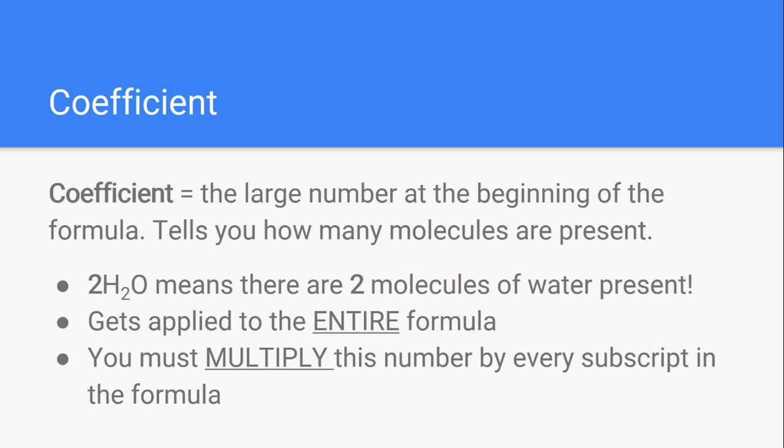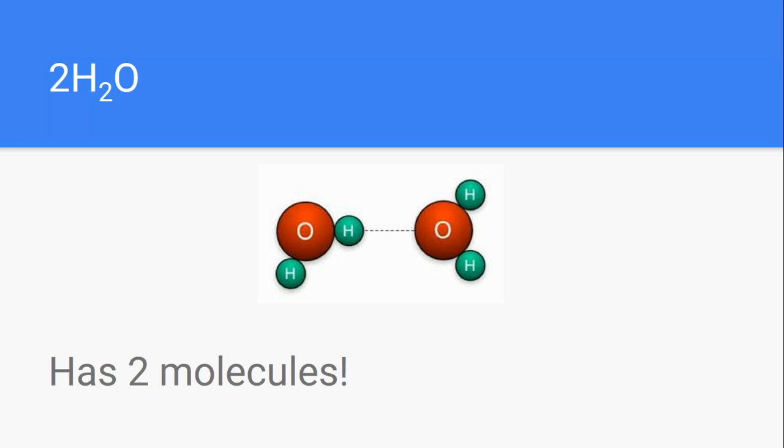What is a coefficient? It's the large number at the beginning of the formula. It tells you how many molecules are present. So in 2H2O, it means that there's 2 molecules of water. And the number that's in the front, this coefficient, gets applied to everything that is in that formula.